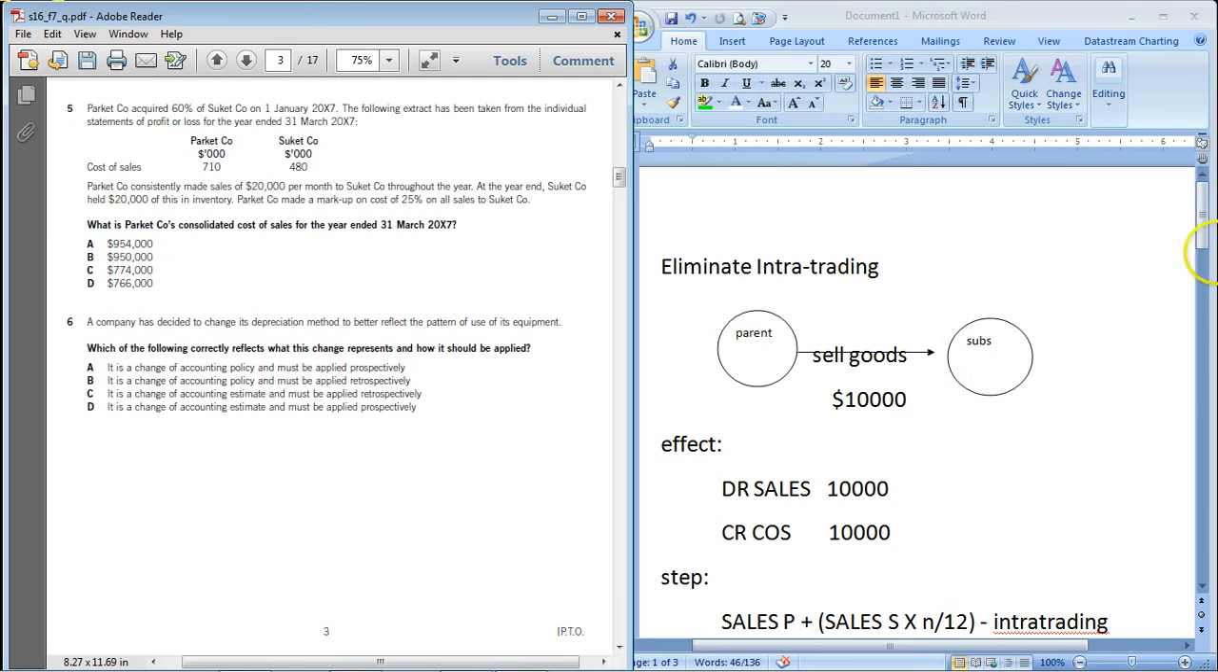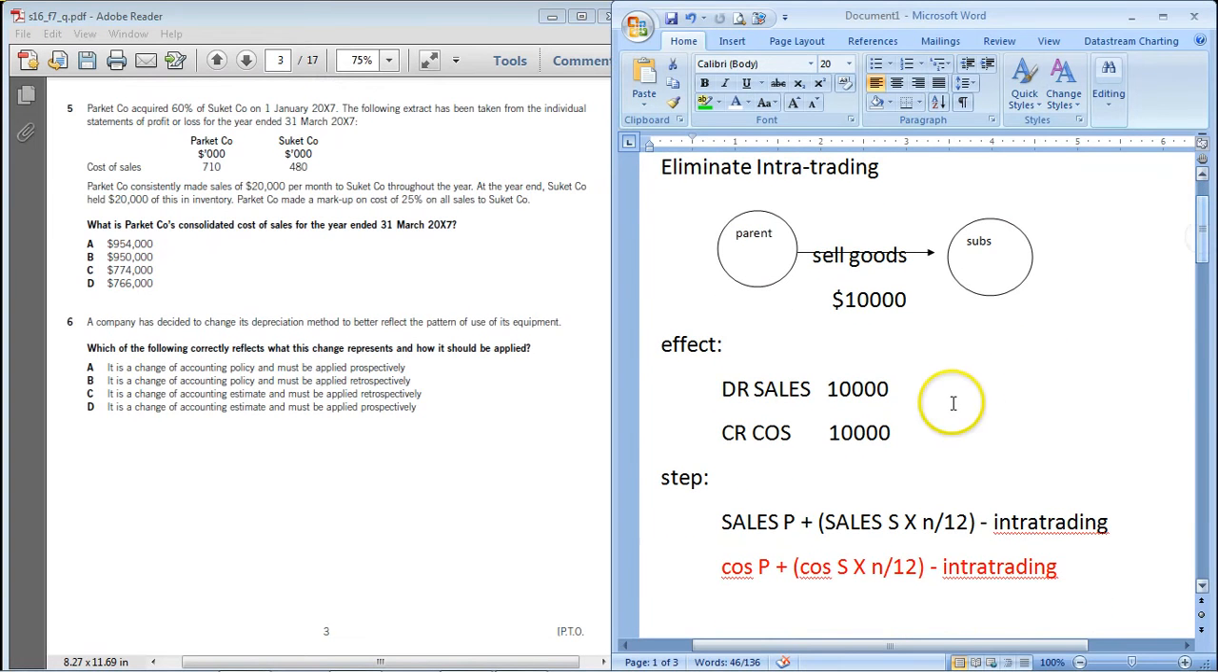I give an example of the steps after you consolidate, meaning parents plus subsidiaries. For example, sales of parents plus sales of subsidiaries. But you have to see when the parent acquired the subsidiaries, because you only consolidate the subsidiaries from when you acquired them until the end of the year, which means you have to apportion it. Read the question, which will give you the date of acquisition and the end of the year. So you only consolidate the value after you acquire the subsidiaries, and minus your intra-trading value. Not only sales, but cost of sales as well.